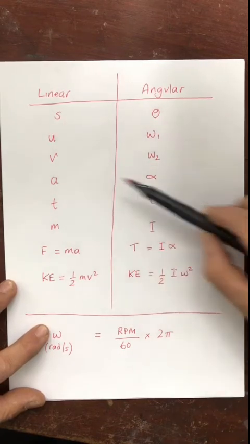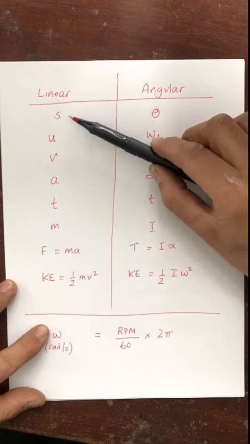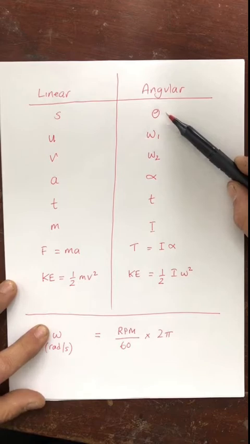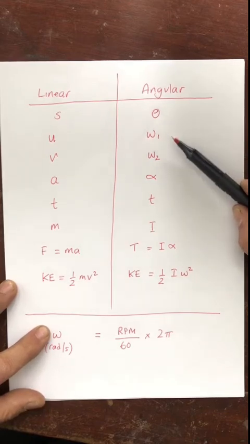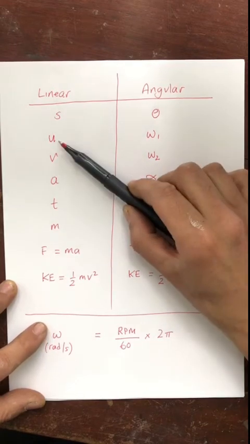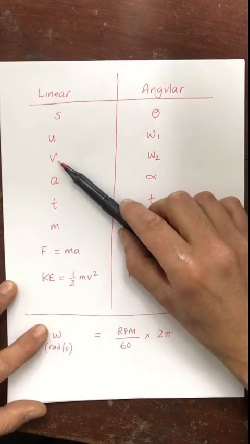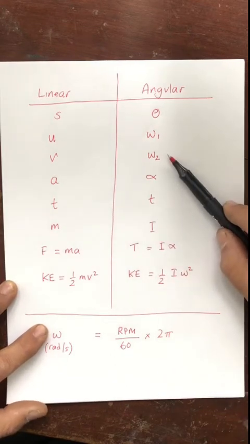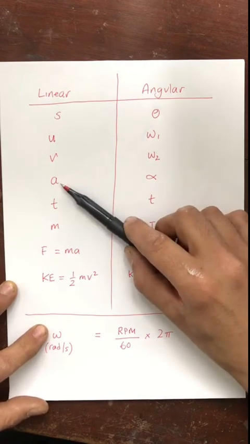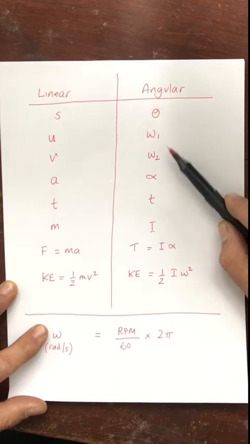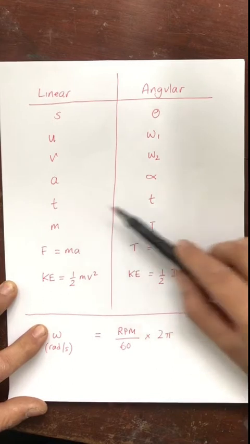So these are equivalents between the two systems. Instead of linear distance s, we've now got an angle of rotation, theta. Instead of an initial velocity, we've now got an initial angular velocity. This is not the rate at which distance is changing, it's the rate at which the angle is changing in the rotational system. V, the final velocity, becomes omega 2, the final angular velocity. We've got angular acceleration, which is the rate of change of angular velocity. We've got time, that's still time.